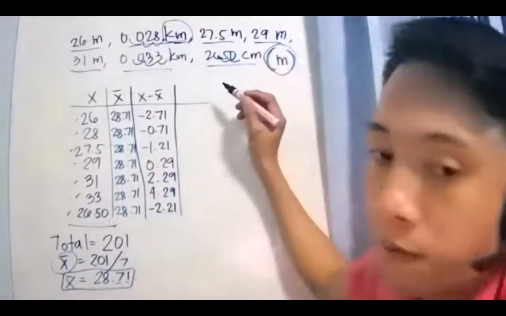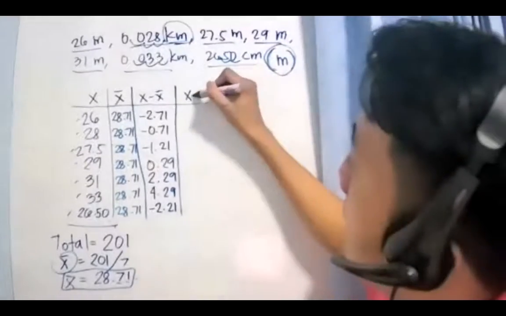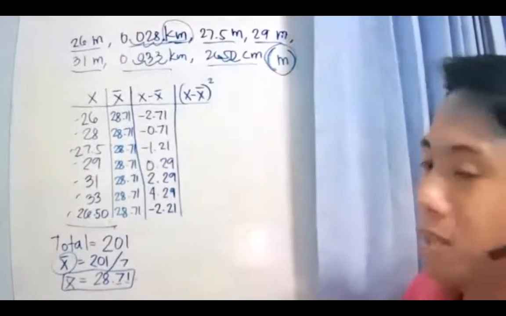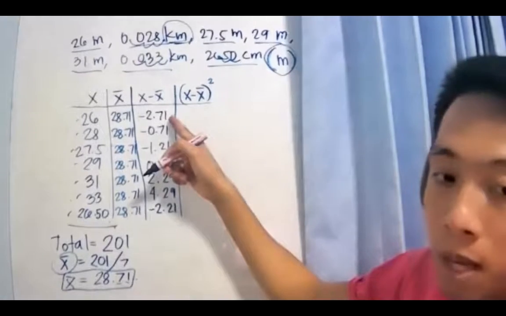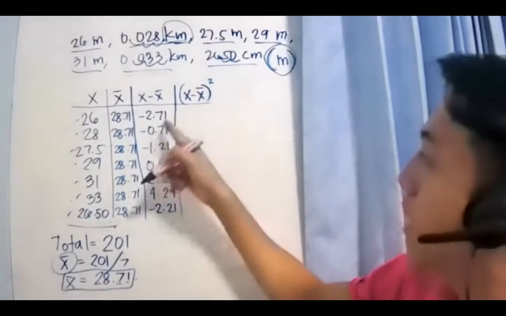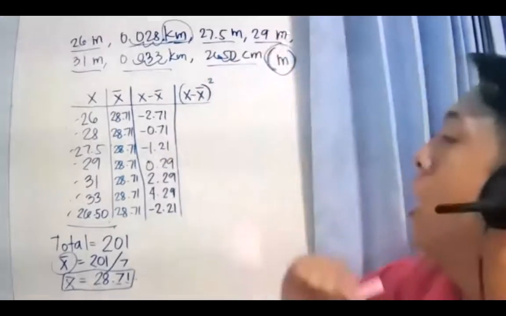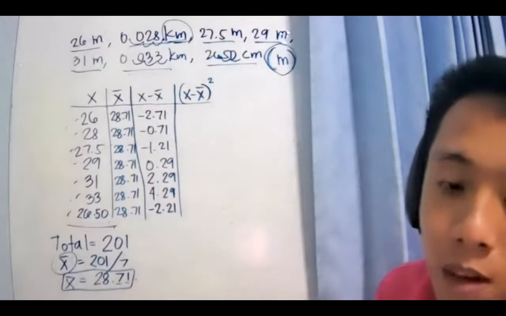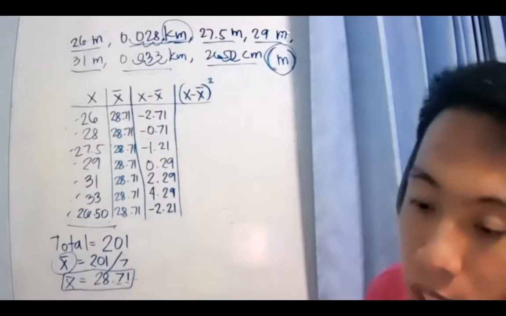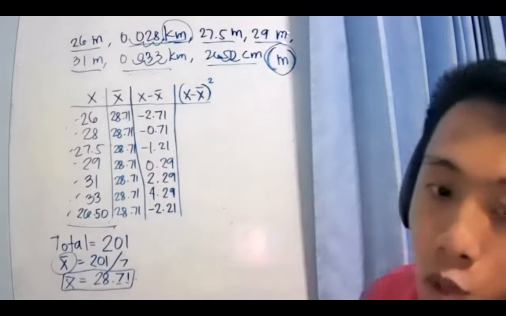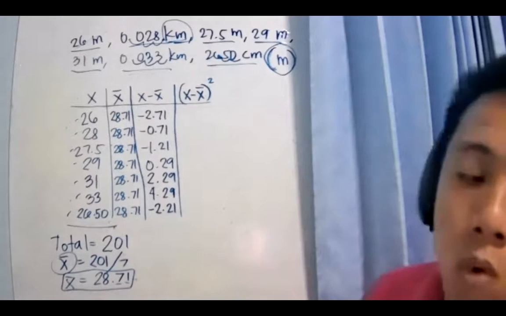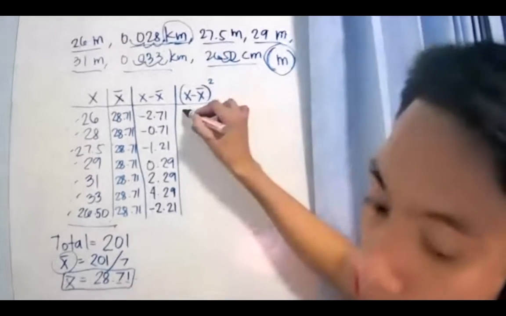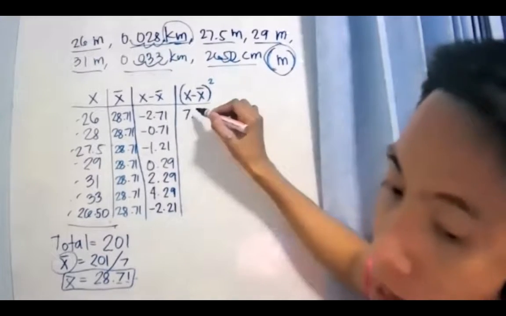Next, fifth step. X minus x bar squared. Ibig sabihin, I will just multiply this to itself. So negative 2.71 squared or negative 2.71 times negative 2.71. 5 seconds, go. Okay? The answer is 7.3.